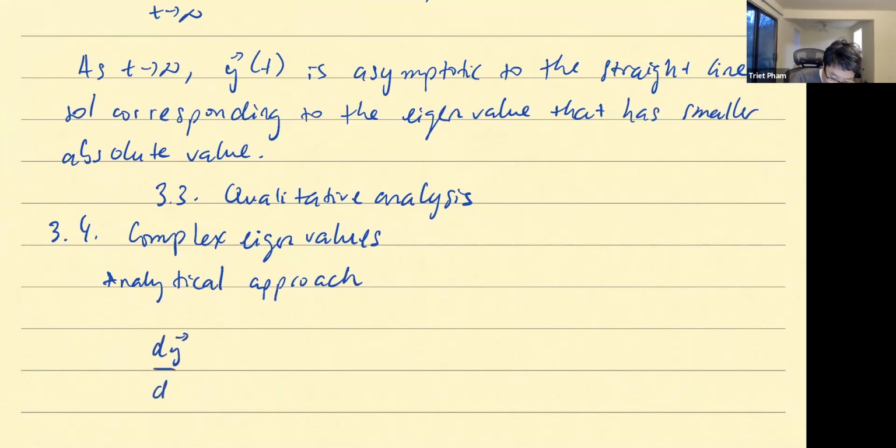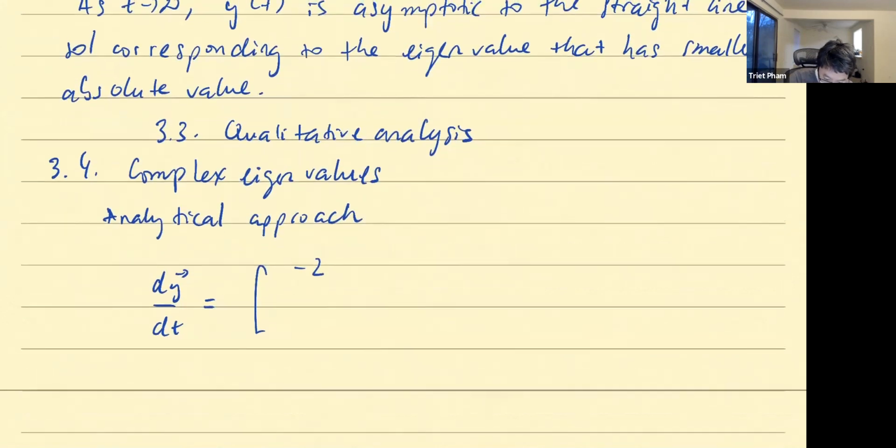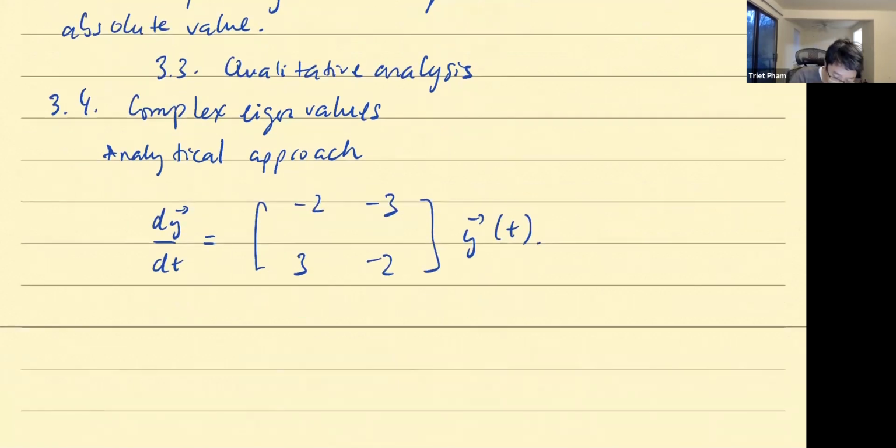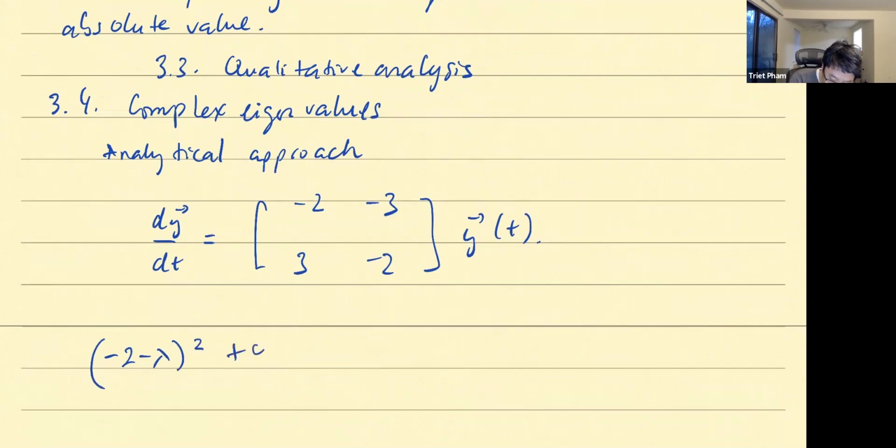Let's say dy/dt is the matrix with rows minus 2, minus 3 and 3, minus 2, times y. So we still follow the approach of finding eigenvalues and eigenvectors. But you will see that the eigenvalues and eigenvectors here are both complex valued. The characteristic equation is (minus 2 minus lambda) squared, and then minus 9, so plus 9, is equal to 0.